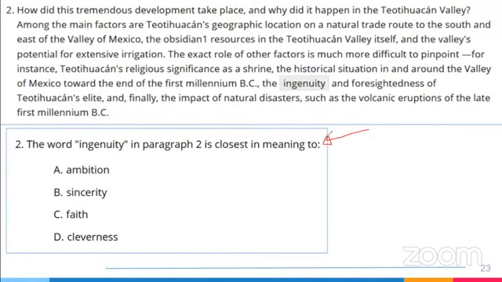The word ingenuity in paragraph 2 is closest in meaning to ambition, sincerity, faith, and cleverness. Okay.